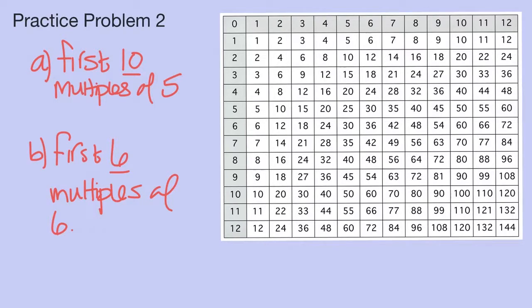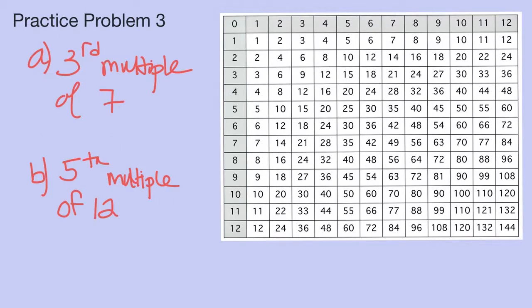For practice problem 2, you'll want to find the first 10 multiples of 5. Use practice problem 1 as an example here. Also, you're going to find the first 6 multiples of 6. Again, use this chart as a tool. It's used to help you. For practice problem 3, I'd like you to find only the third multiple of 7. It might be helpful to list the multiples and then count: what's the first one, what's the second one, and what's the third one. And for that second part, you're going to find the fifth multiple of 12.